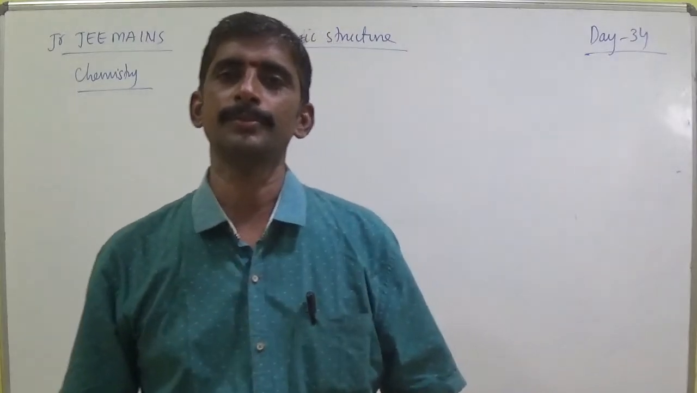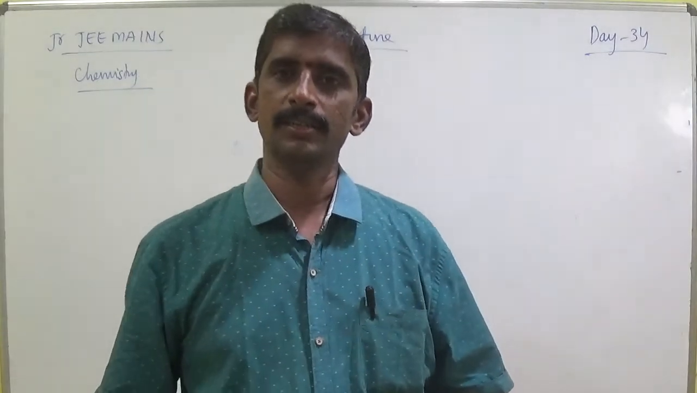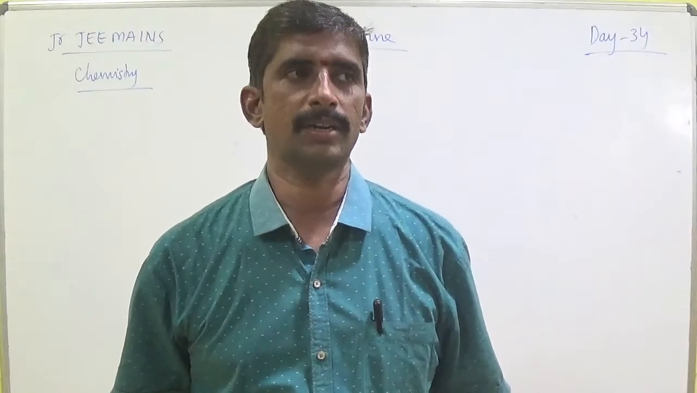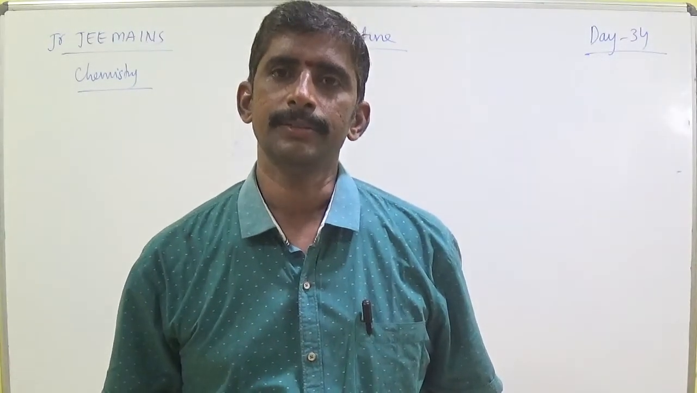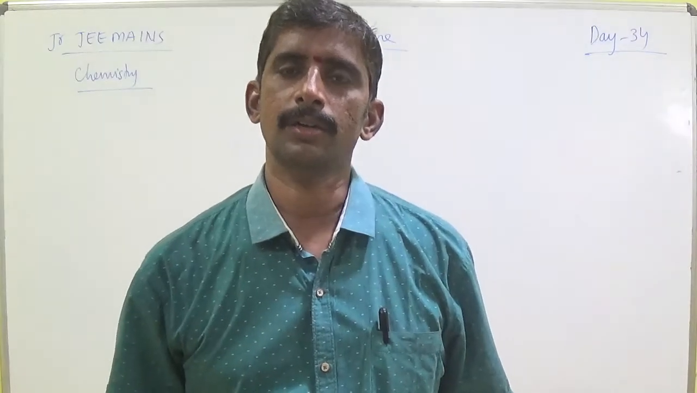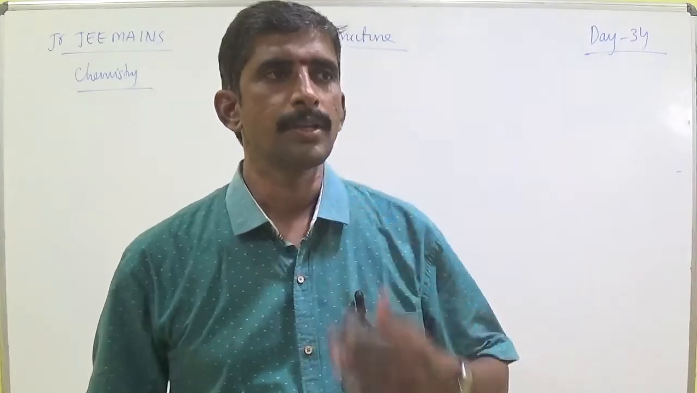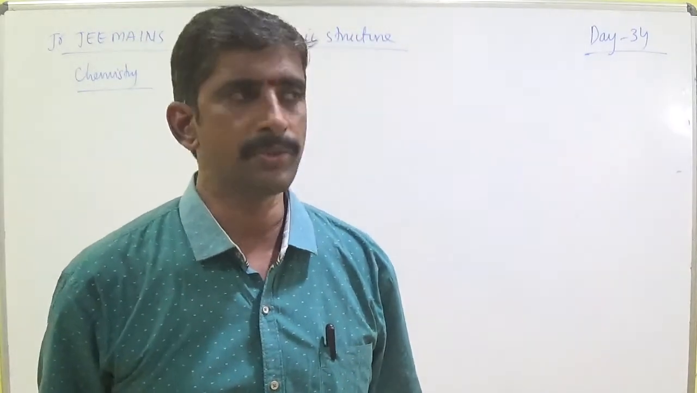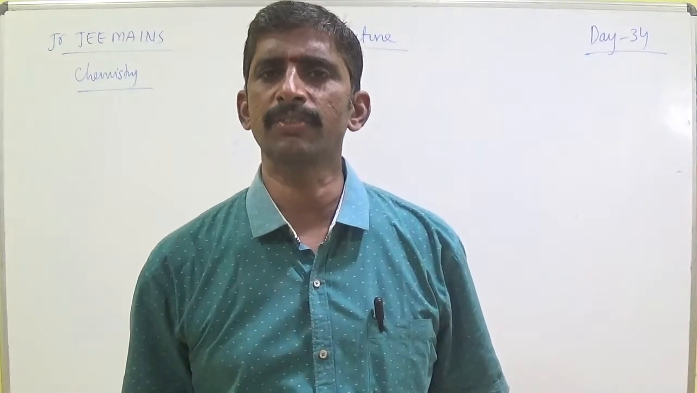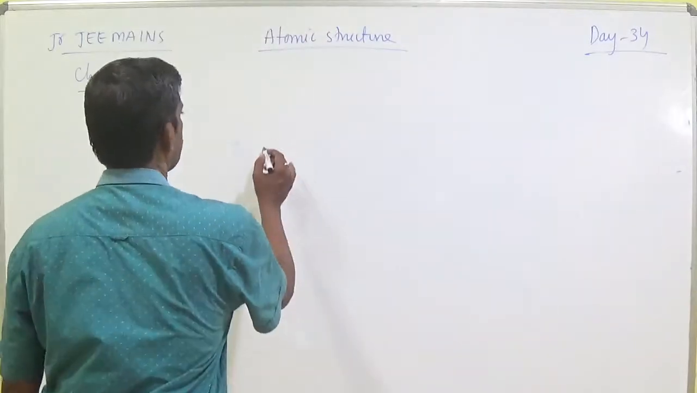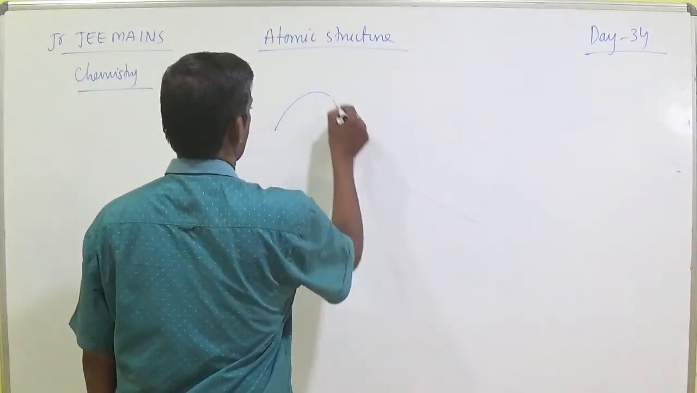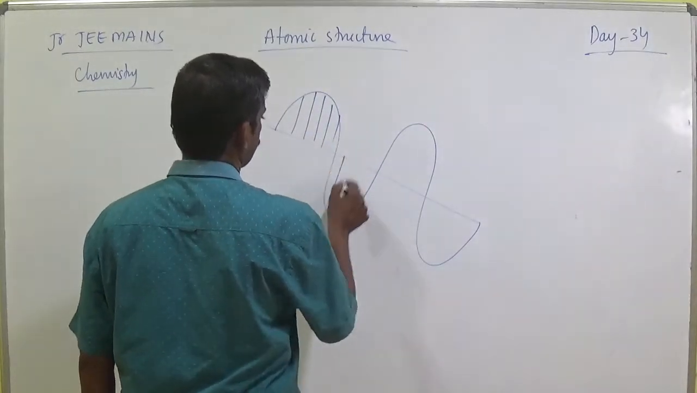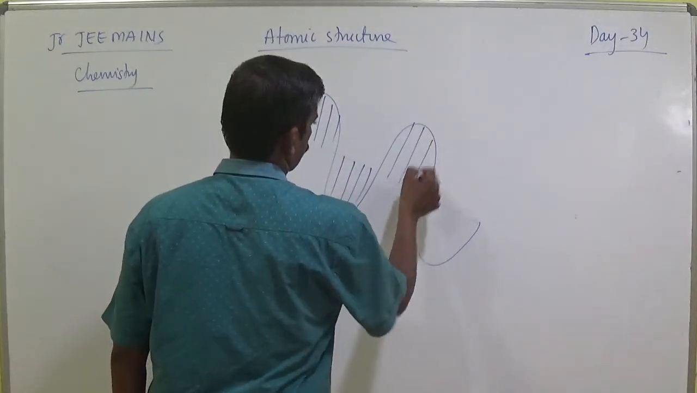Now, continuation of atomic structure, nature of light. In the previous class we discussed light. The first theory is the wave theory of light, which we completed yesterday. These are electromagnetic waves.